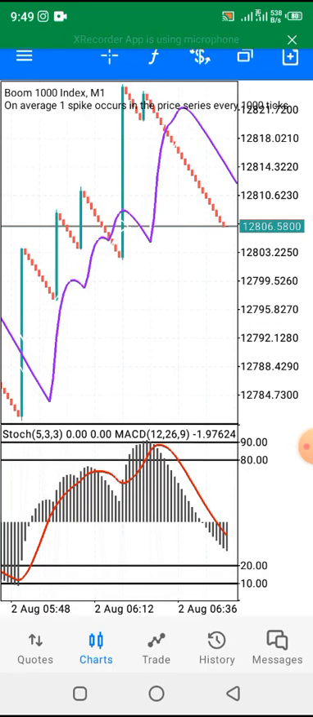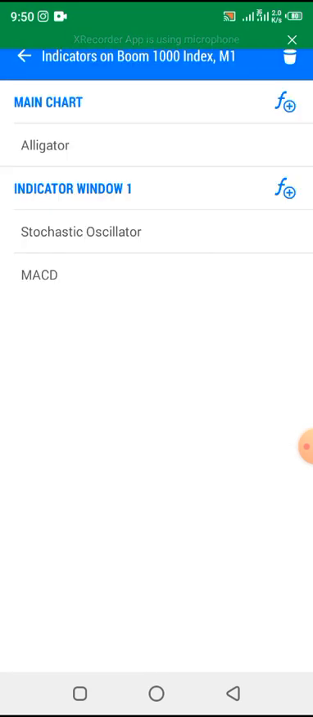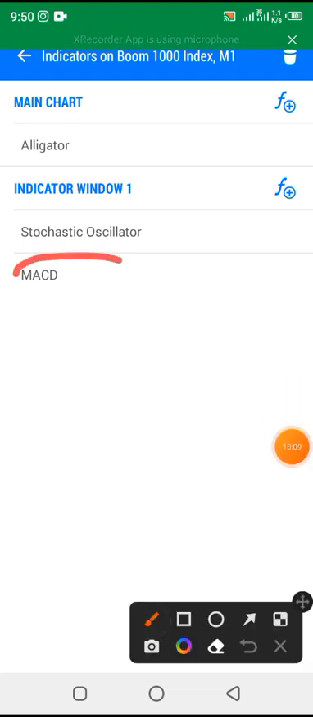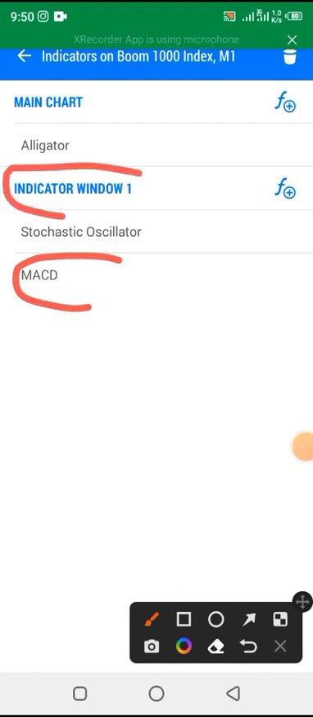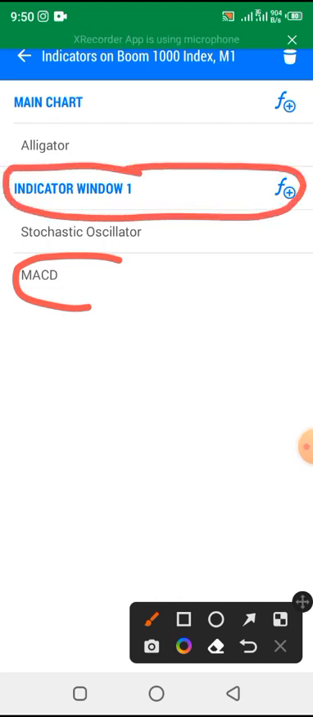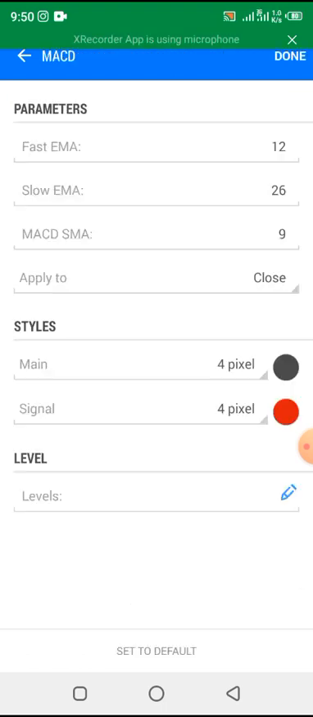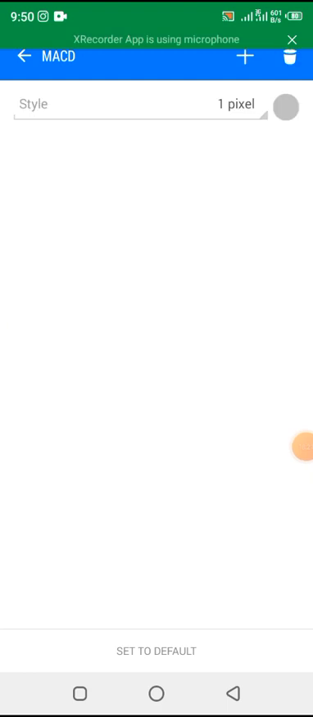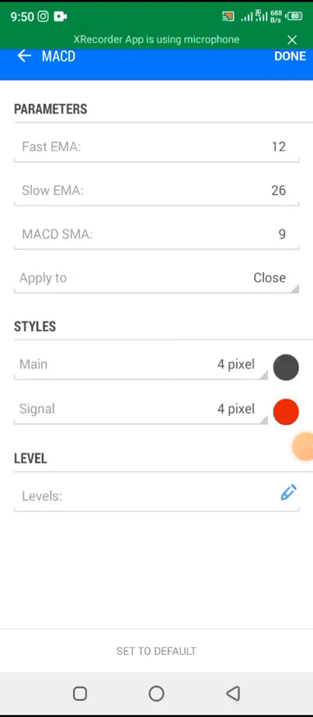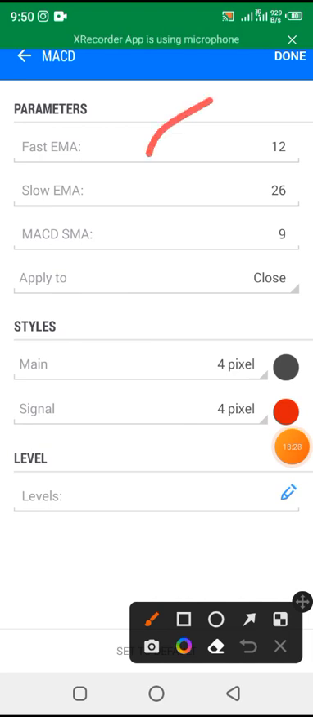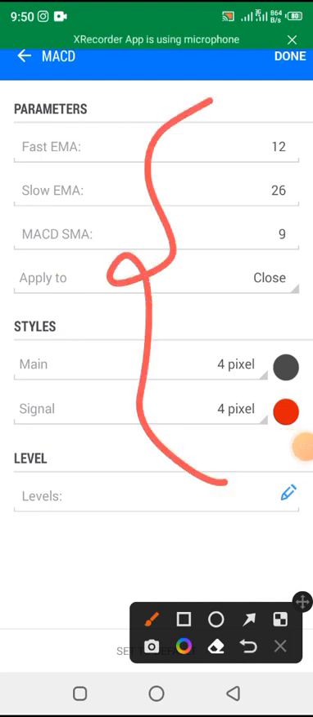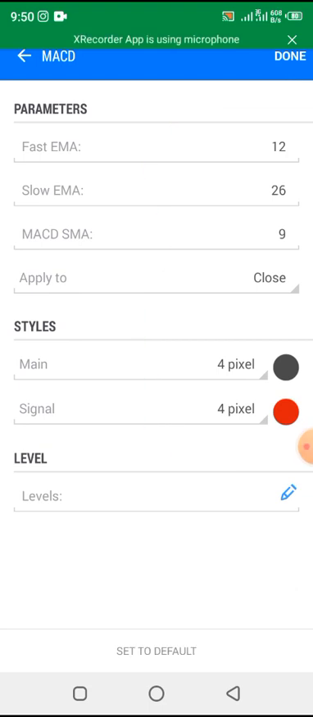Our last indicator is the MACD. This indicator, you add it in indicator window 1. This is where you tap so that you can add the MACD in the stochastic. So these are the settings of the MACD. Just take a screenshot, then you can paste it exactly as it is in your charts. These are the settings, and you're done, guys. As simple as that.